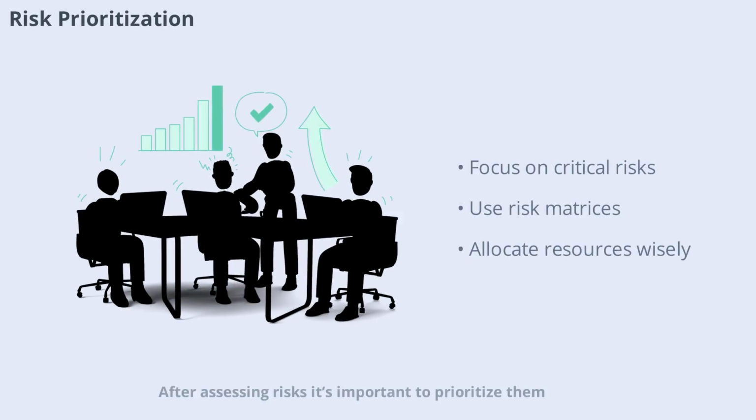After assessing risks, it's important to prioritize them. Not every risk requires immediate action, some may be low impact or unlikely to occur. Focus your resources on the risks that pose the greatest threat to your business objectives. Tools like risk matrices can help visualize which risks are most critical. By prioritizing effectively, you ensure that your team's efforts are directed where they matter most.